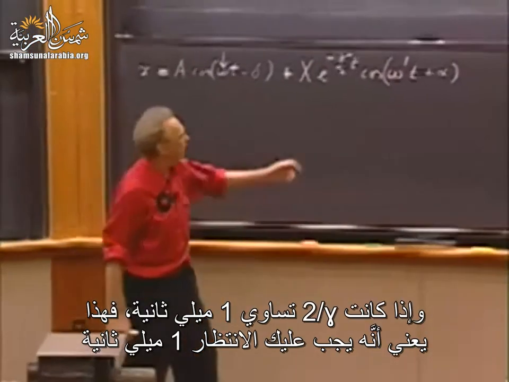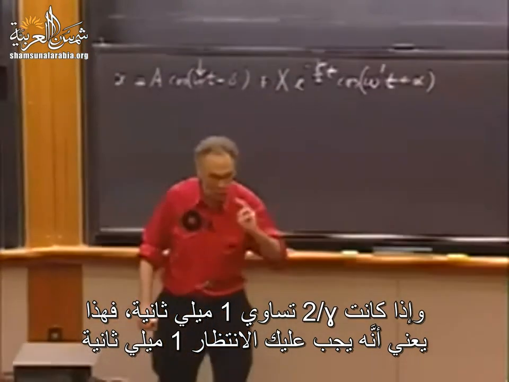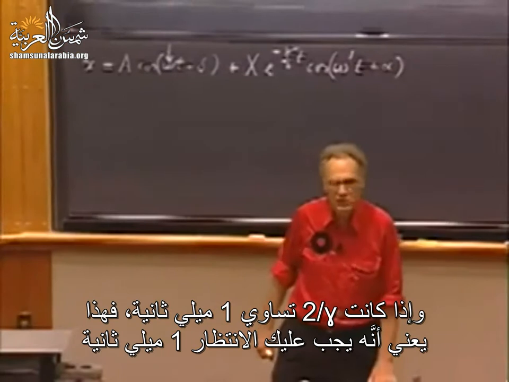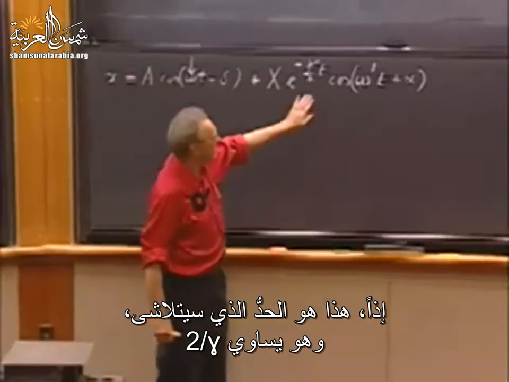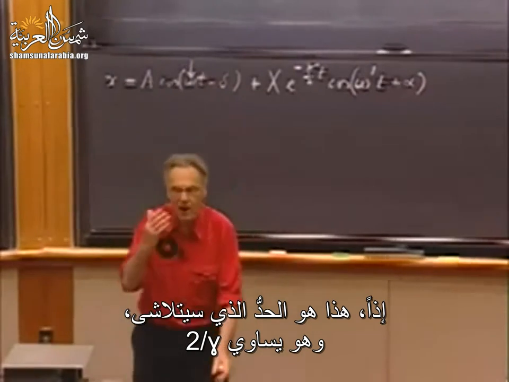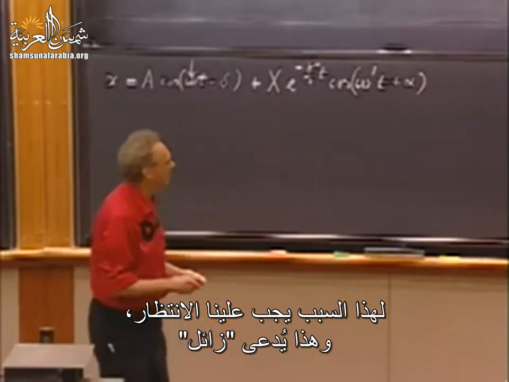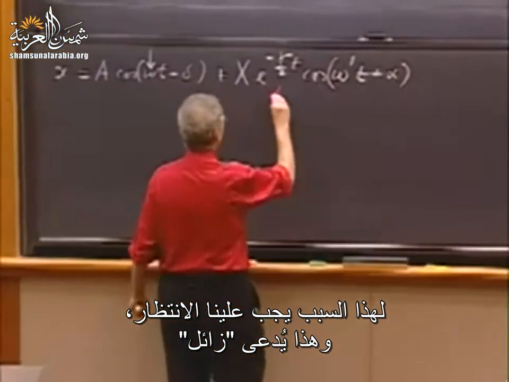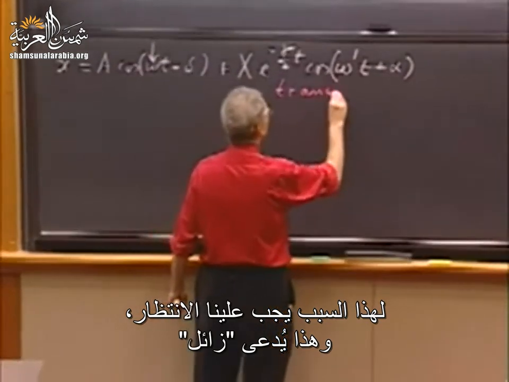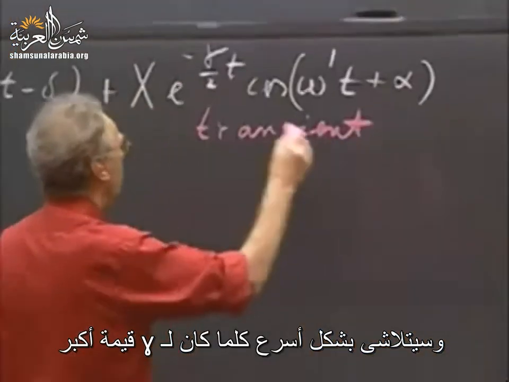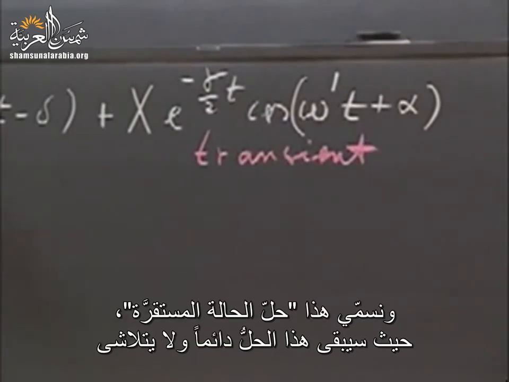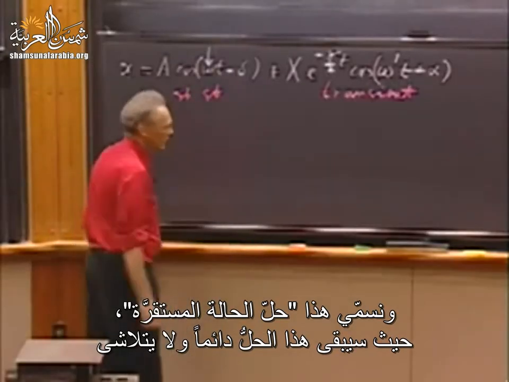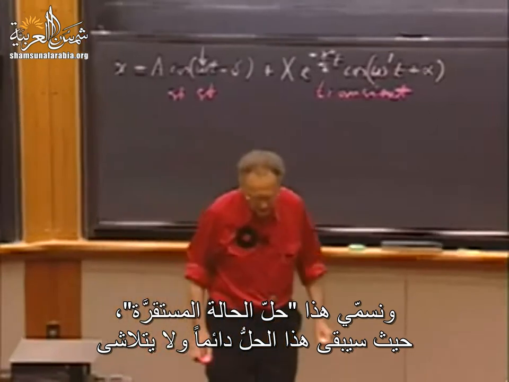But if 2 over gamma happens to be 1 millisecond, then all you have to do is wait 1 millisecond for that term to go down by a factor of e. So this is the one that will die out. That's why we had to wait. And so this is called the transient. And it will die out faster the higher gamma is. And this is called then the steady state solution, which ultimately survives.